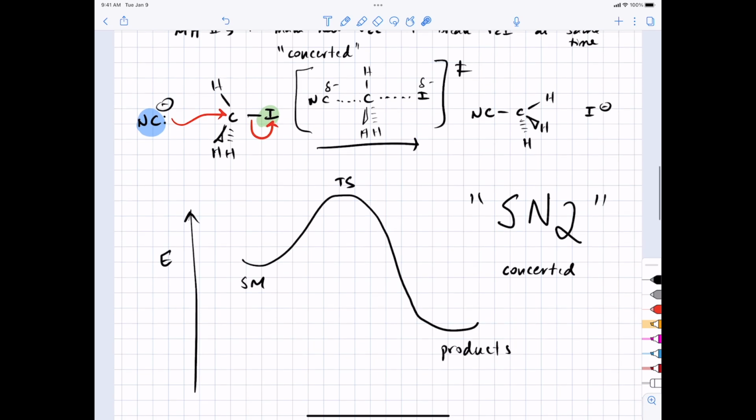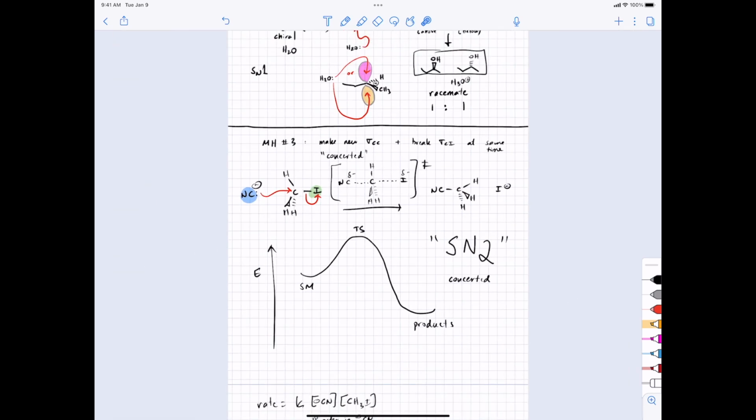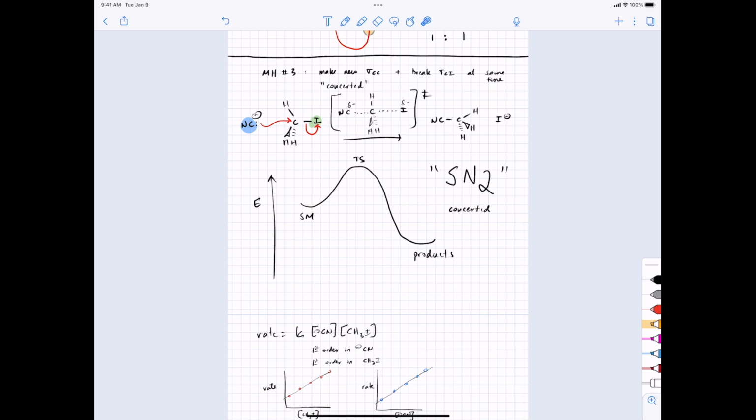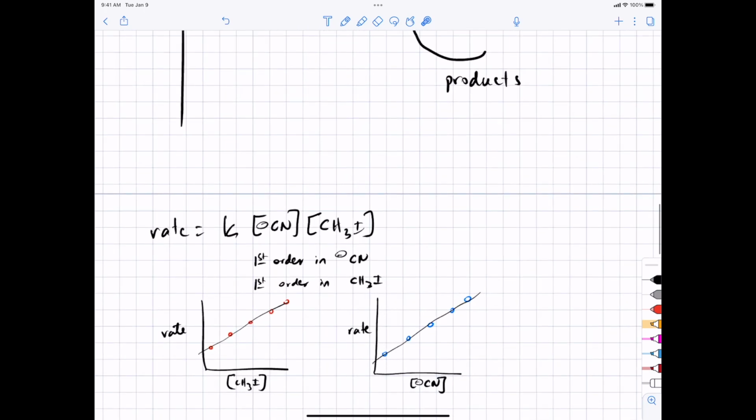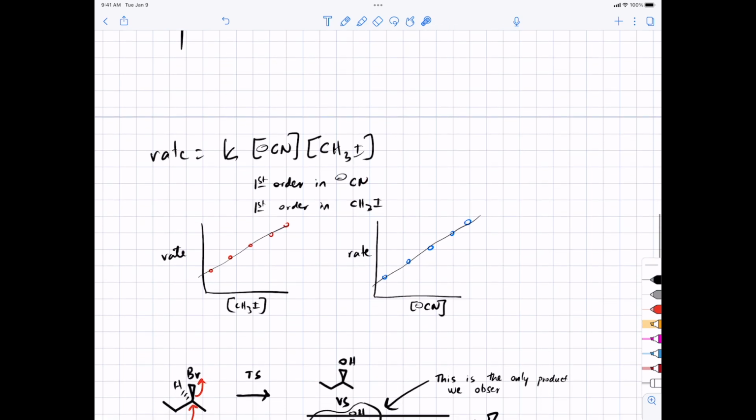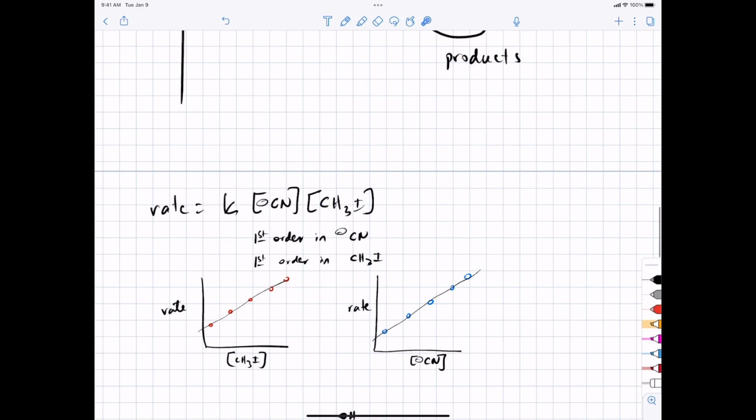All right. We said that this reaction is concerted. Both things happen at the same time. Here is an energy diagram showing a single step. The rate law depends on both the nucleophile and the alkyl halide. We would say that the rate law is first order in CN minus, first order in methyl iodide, and we would say second order overall, because there are two concentration terms in the rate law.